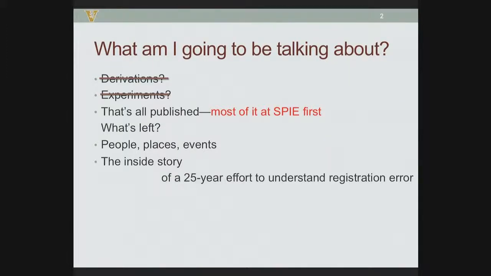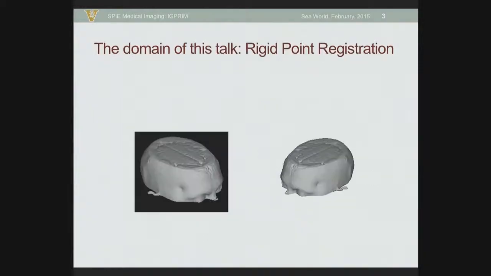to understand registration error that took place not just at Vanderbilt but other places too. Starring, and only a nerd can tell a story that stars TRE, FRE, and FLE. So the domain of this talk is rigid point registration. I think most of you know what that is, but just for the few that don't.